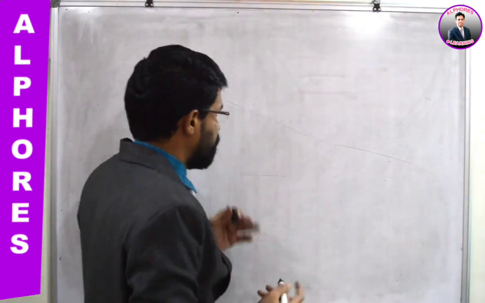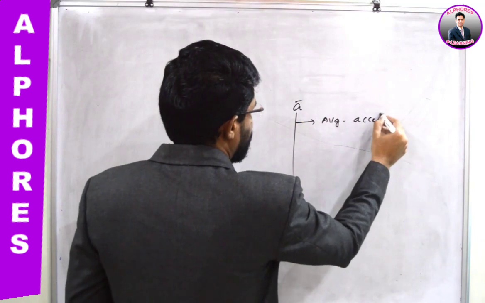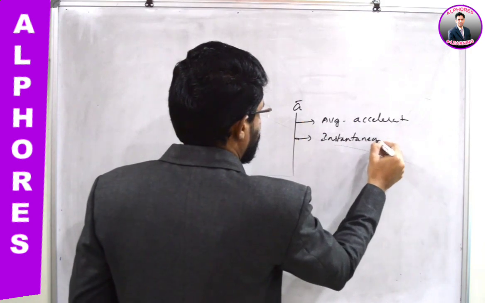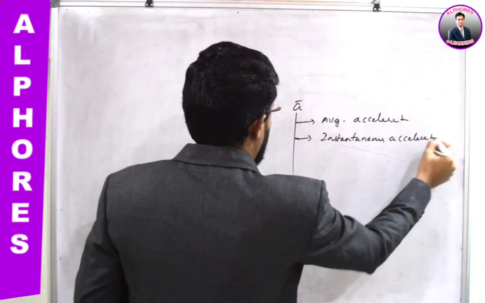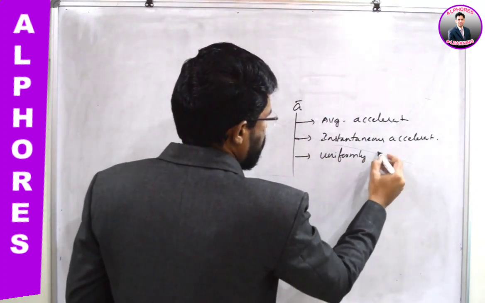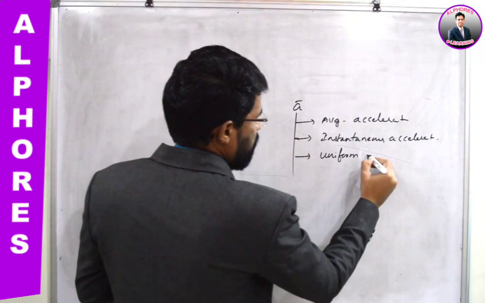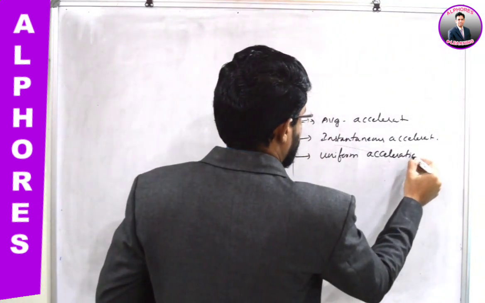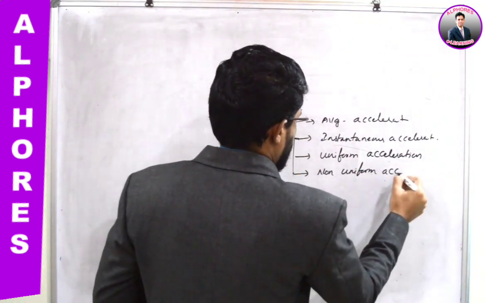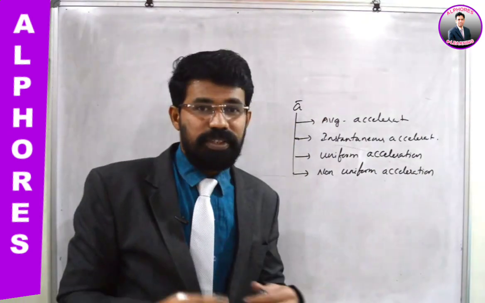And regarding acceleration, what did I say? I said that acceleration can be categorized into four types. What? Average acceleration and instantaneous acceleration and uniform acceleration, non-uniform acceleration. Okay. Of course, acceleration's opposite is what?